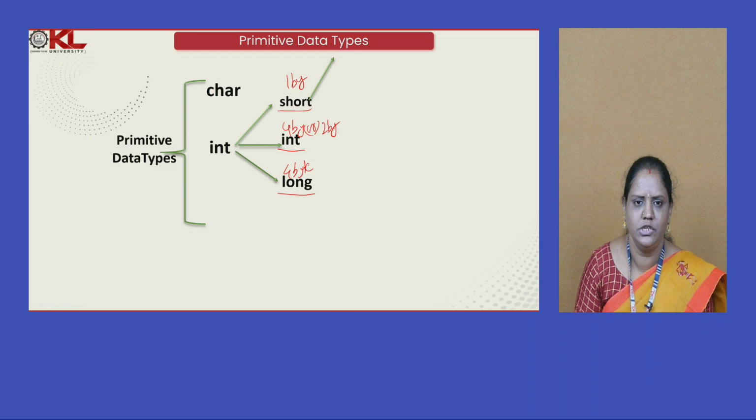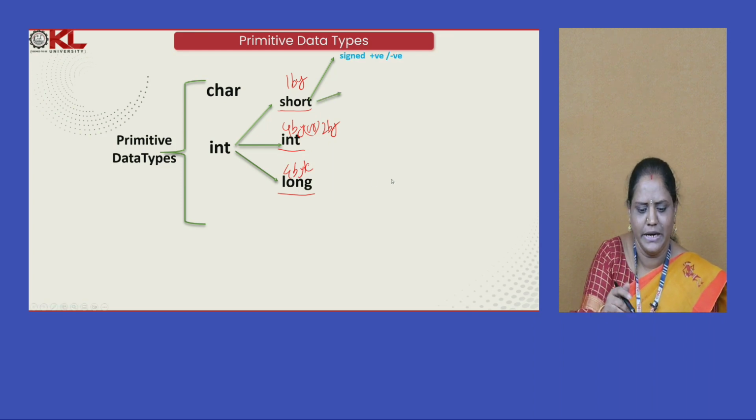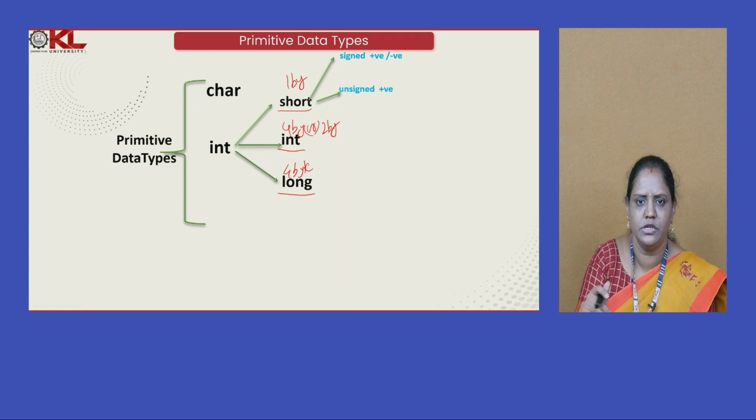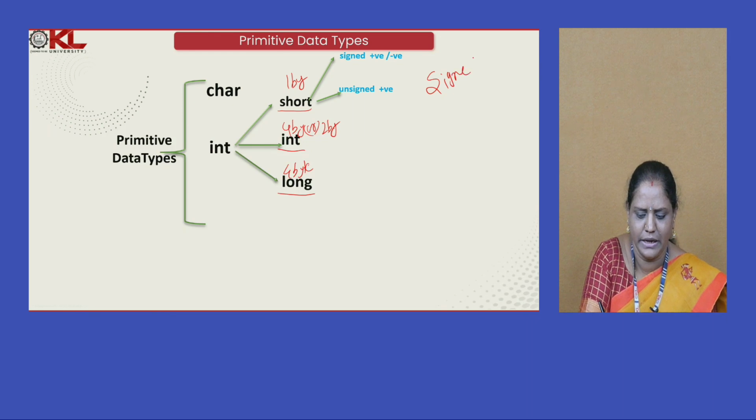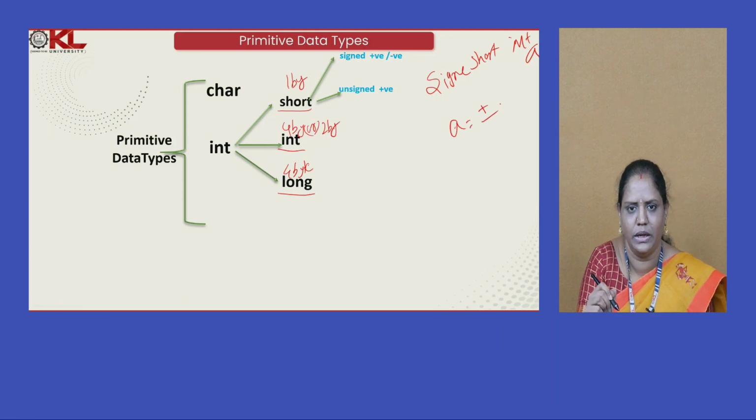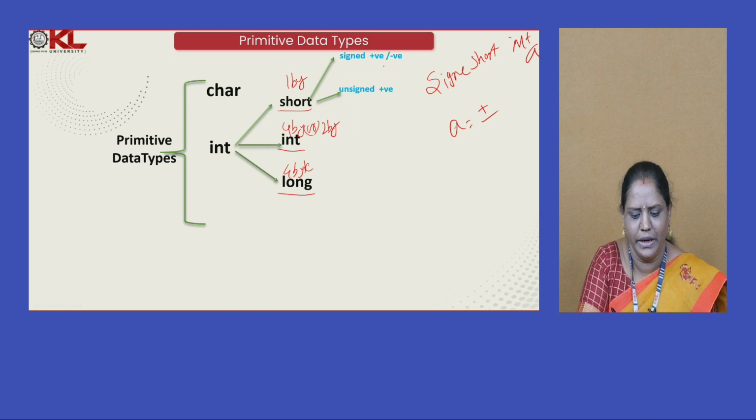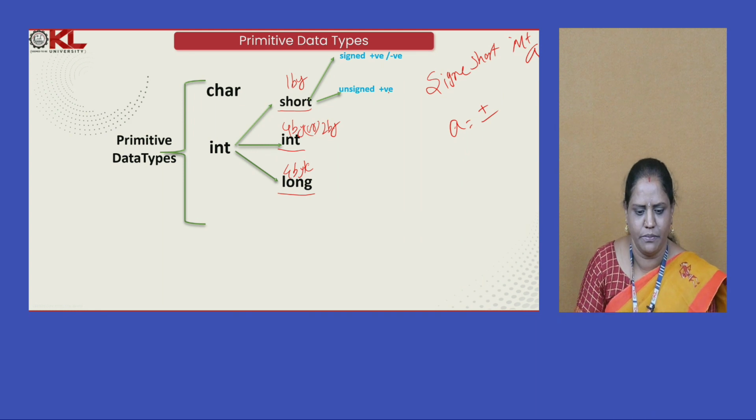Again, in short int we have two types, signed and unsigned. Signed means we can store either positive or negative values. If I declare a variable like signed short int a, then in a I can store either positive or negative value, and unsigned means we can store only positive values. So find the difference between signed and unsigned. Signed means I can store both positive and negative values. Unsigned means I can store only positive values.